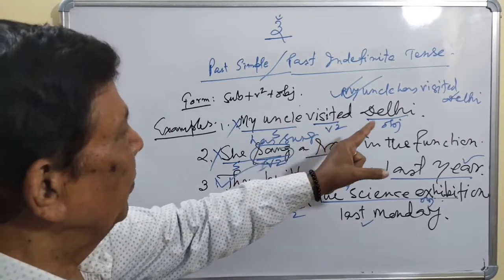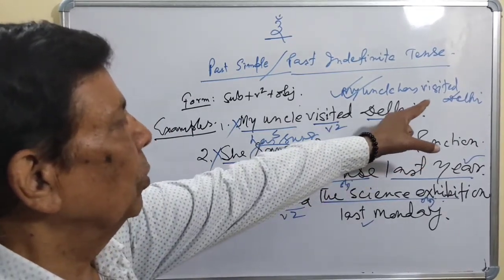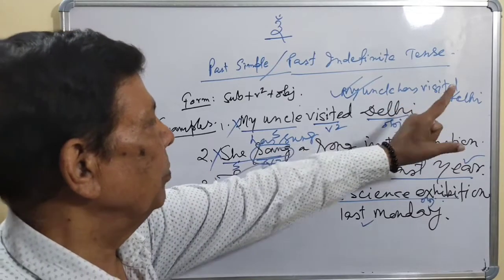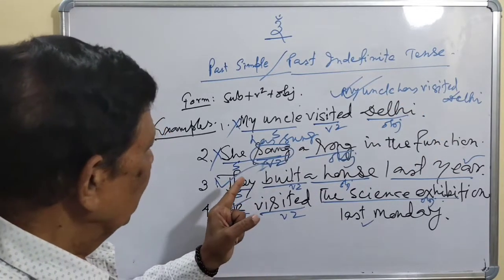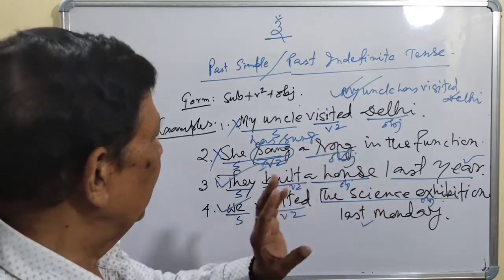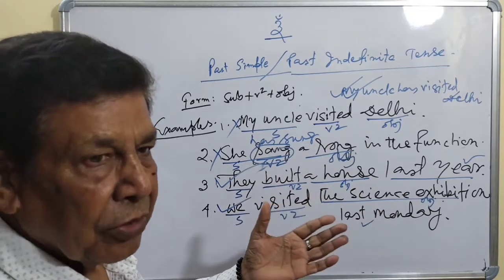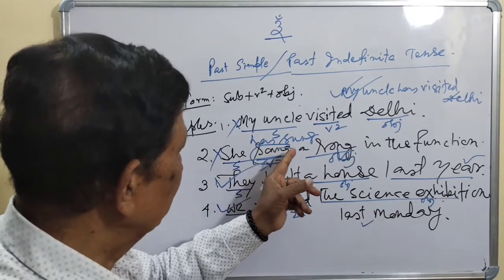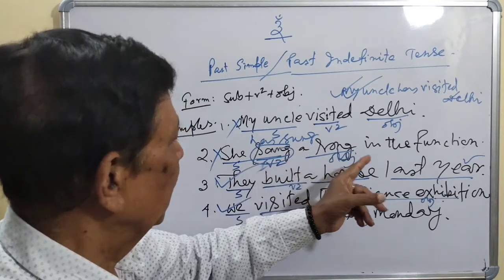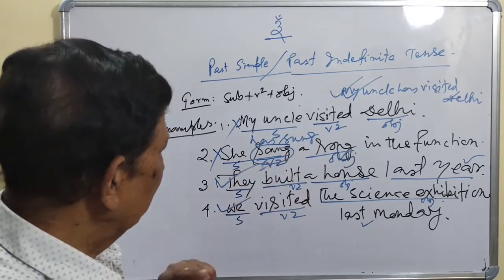So remember, my uncle visited Delhi is wrong since no time is mentioned. My uncle has visited Delhi, that should be the correction. She sang a song in the function. No time is mentioned when she sang the song in the function. So here it should be, she has sung a song in the function. It is present perfect tense.